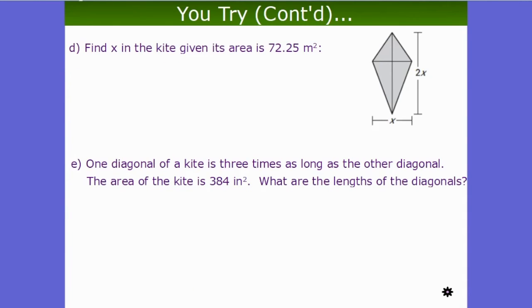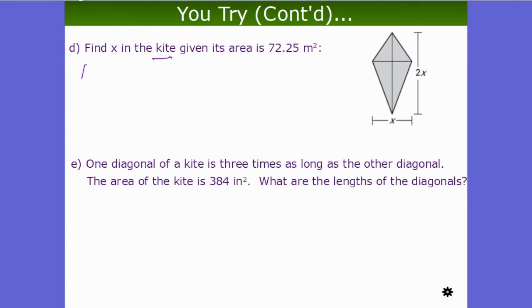And again, if you're just watching along here, you don't have a hard copy, go ahead and pause, do the problems, and then come back and restart. So hopefully you've done that. And now we are looking at a kite. Find x in the kite, given its area is 72.25.